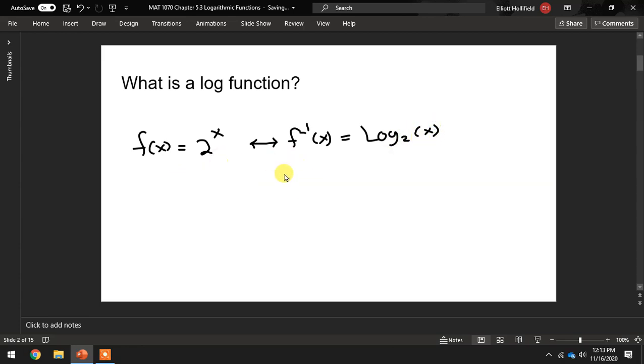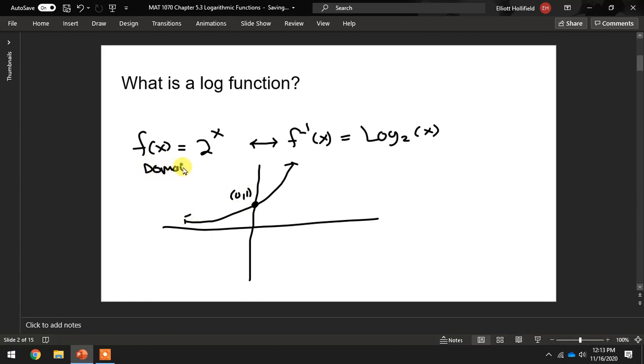And so that means that the graph is determined. We can draw 2 to the x. Looks something like this. We know this ordered pair is 0, 1. And we know the domain and the range. The domain is from minus infinity to positive infinity, and the range is from 0 to positive infinity.